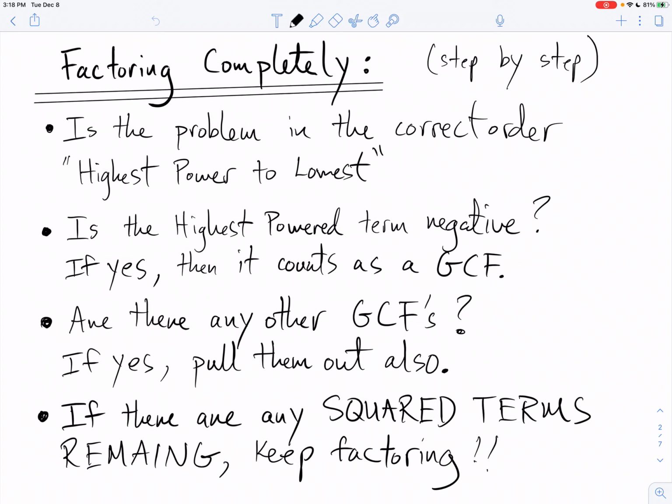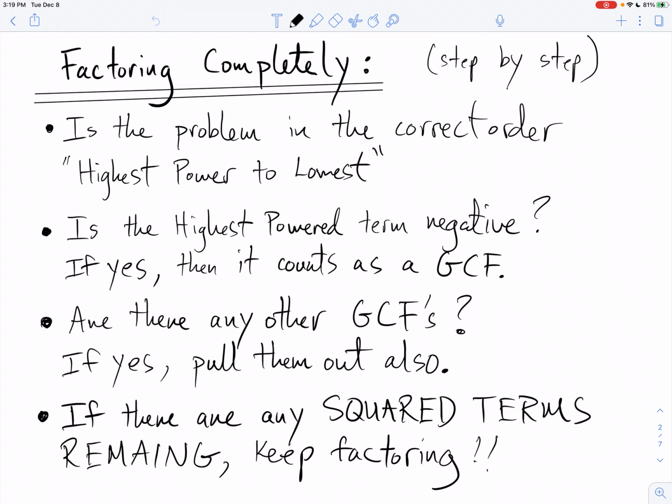Okay, guys, let's start up with factoring completely. This is a step-by-step guide. Start at the top, go to the bottom, and you have done everything you need to check. So, first off, it says, is the problem in the correct order? Highest power to lowest power.